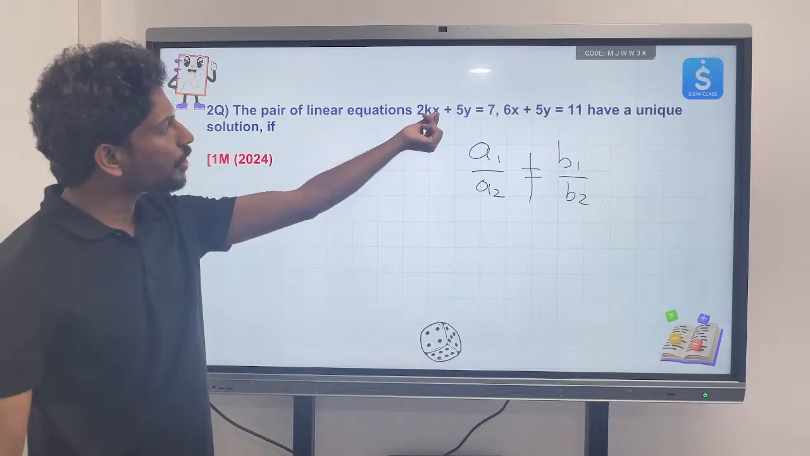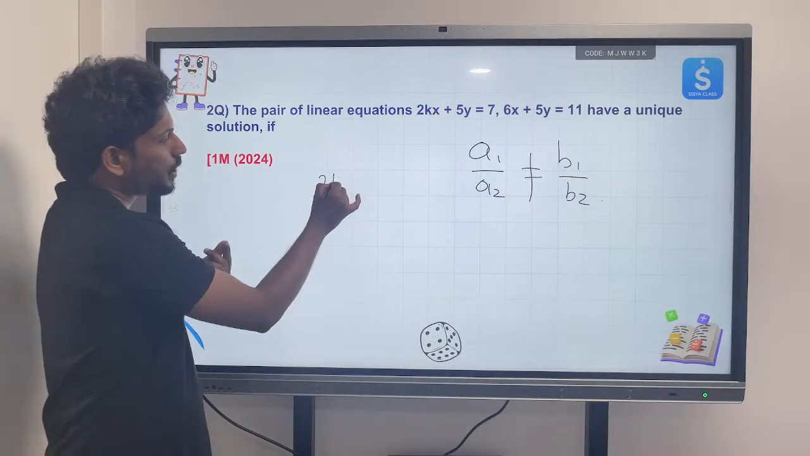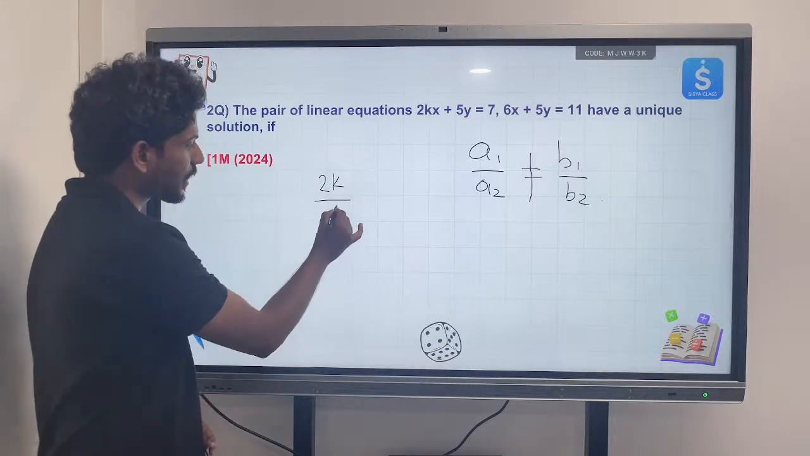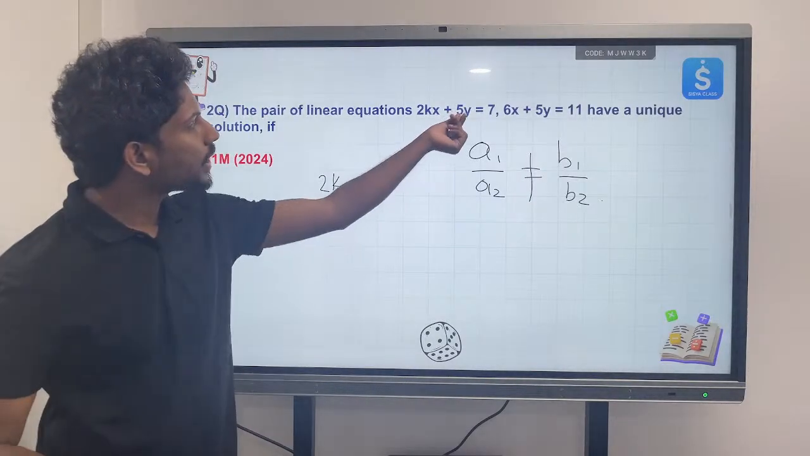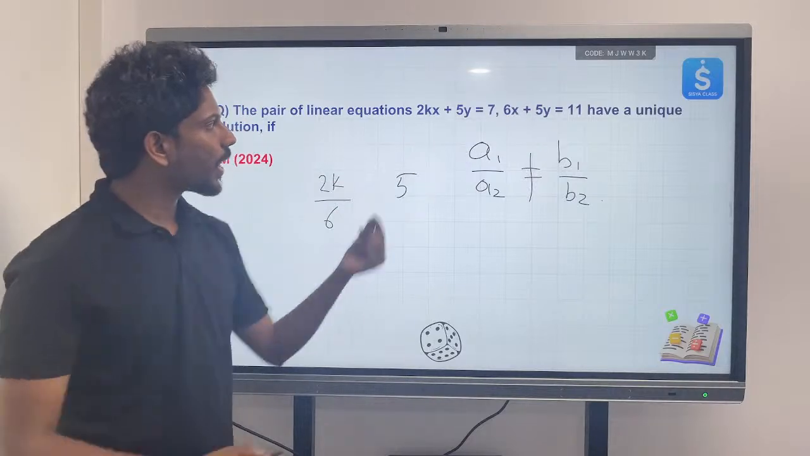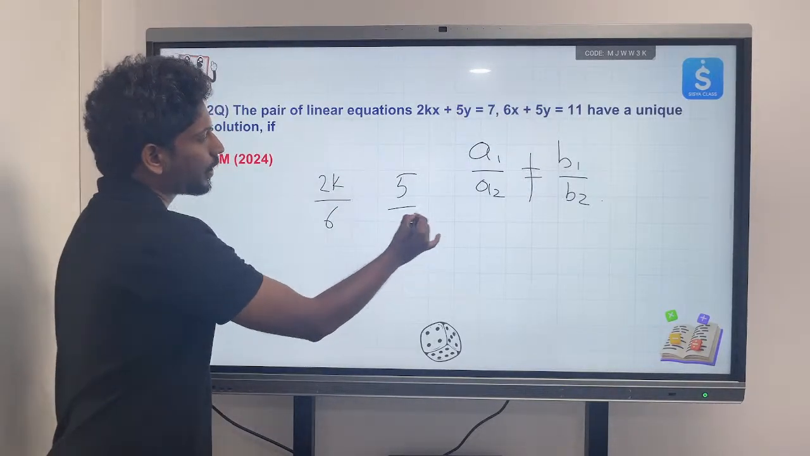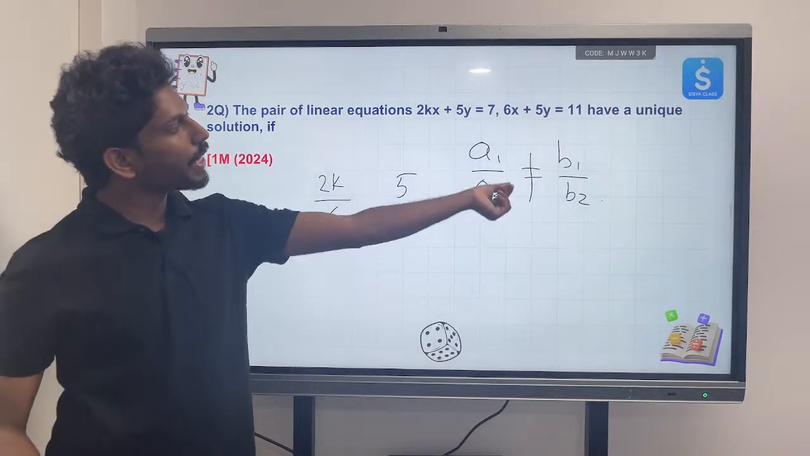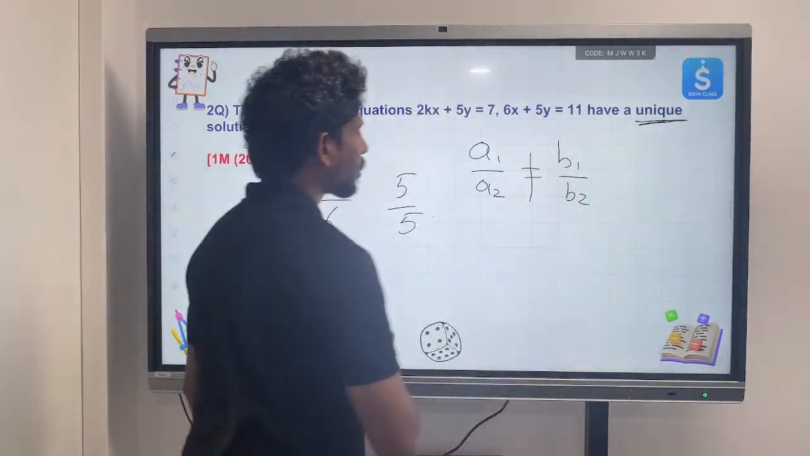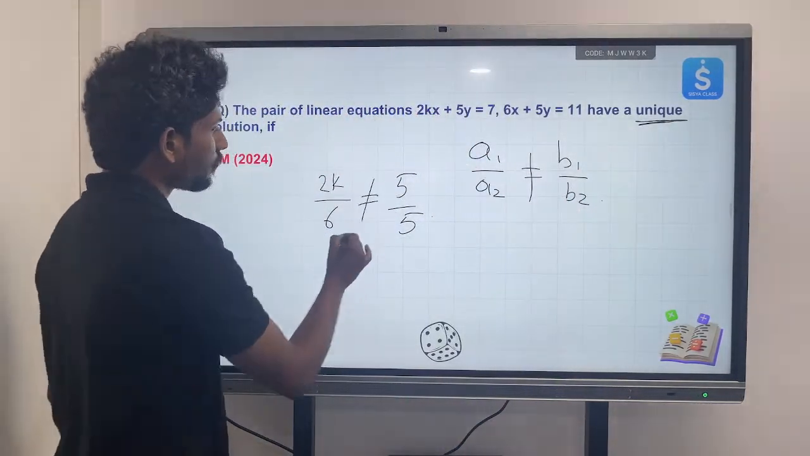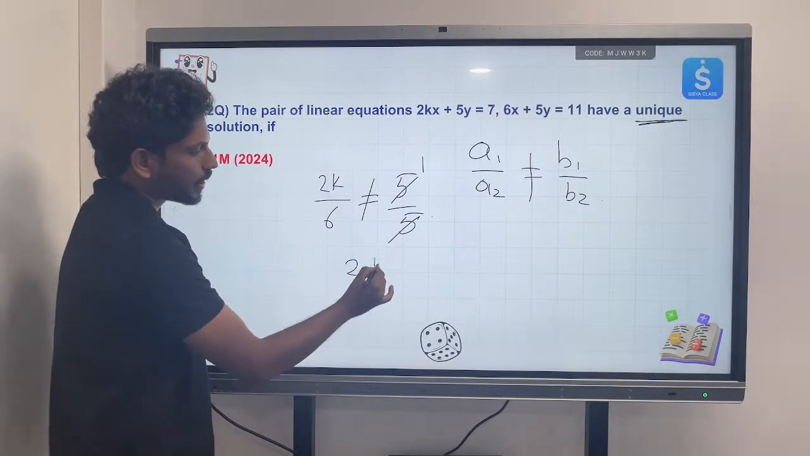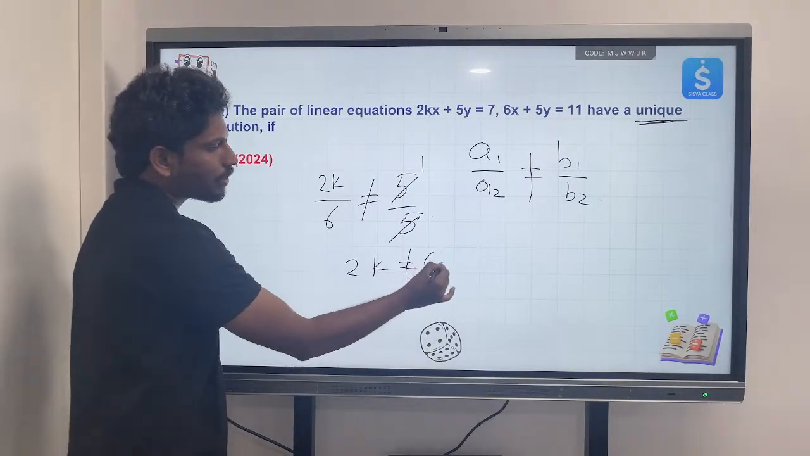Now, what is the a1? What is the coefficient of x here? 2k. What is the coefficient of x in the second equation? That is 6. Now, what is the coefficient of y? That is 5. What is the coefficient of y in the second? That is again 5. Now, he is saying a1 by a2 should not be equal to b1 by b2 because here it is a unique solution. So, can I cancel this 5 by 5, which is 1? So, can I say that 2k is not equal to 6.